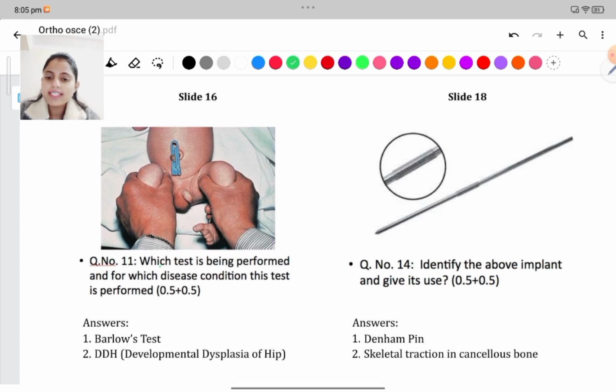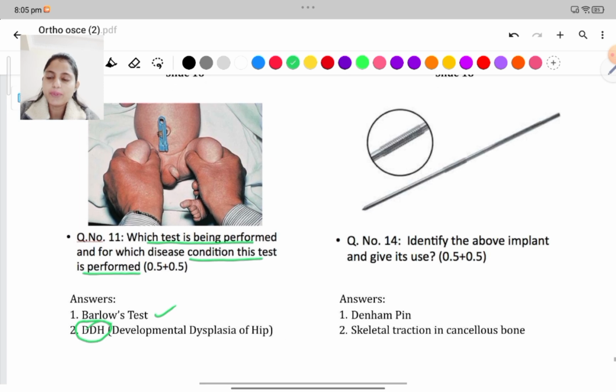What test is being performed, and for which disease condition is this test performed? Barlow test. For the developmental dysplasia of the hip, two tests are performed, the Barlow test and the Ortolani test. In Barlow test, adduction is done. We can remember that as BAD.